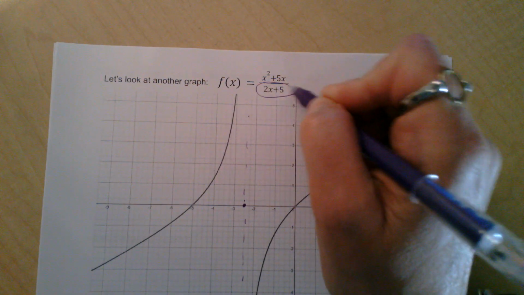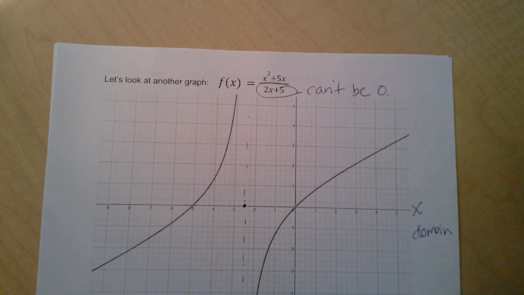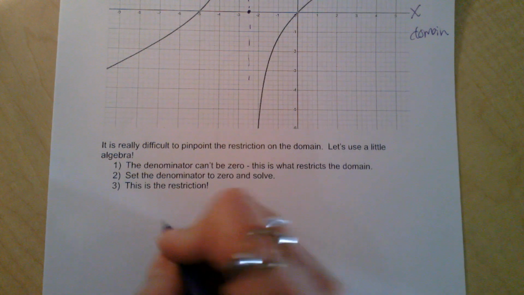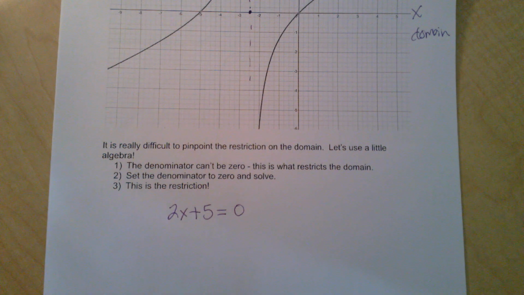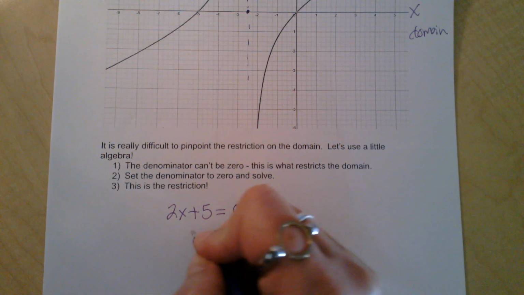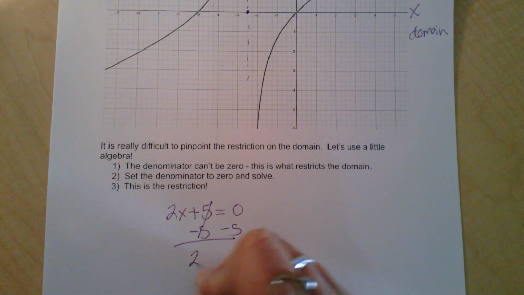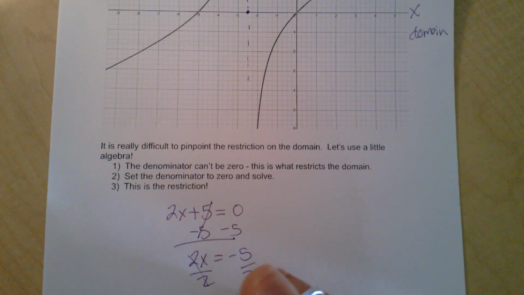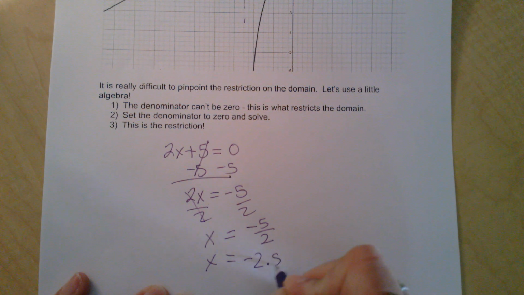So here's our denominator. We know this can't be 0. So we're going to set it to 0 and see what happens. If we took 2x plus 5, that's our denominator, we're going to set it equal to 0. And we're just going to do a little algebra two-step equation. Subtract 5, 2x equals negative 5. Divide by 2, x equals negative 5 over 2. And if you would like, you could call that negative 2.5.